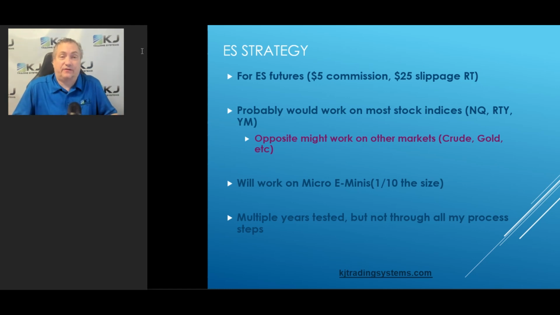Okay, so I'm going to create an ES strategy, and that's the mini S&P. I'm going to use $5 commission, $25 round turn slippage. I think it would work on most stock index futures. I didn't test them; you'd have to try it yourself. And maybe, since a lot of times stock indices act differently than other markets, the opposite would work for some other markets like gold or soybeans. At least you could try it. This will also work on the micro E-mini. You just have to adjust the slippage and commissions, but you should get good results with that too.